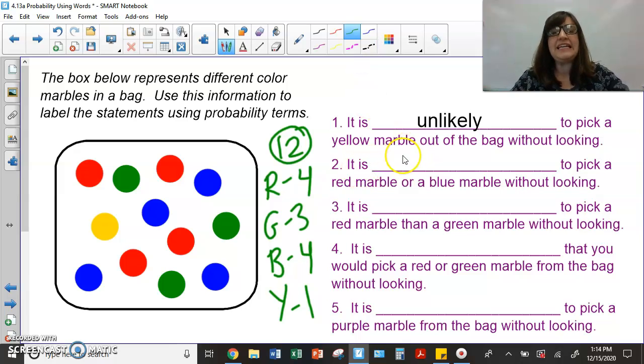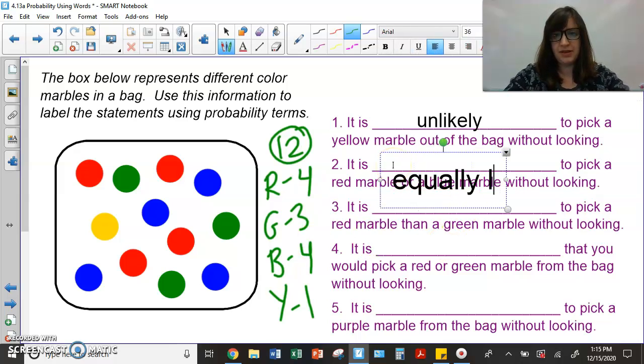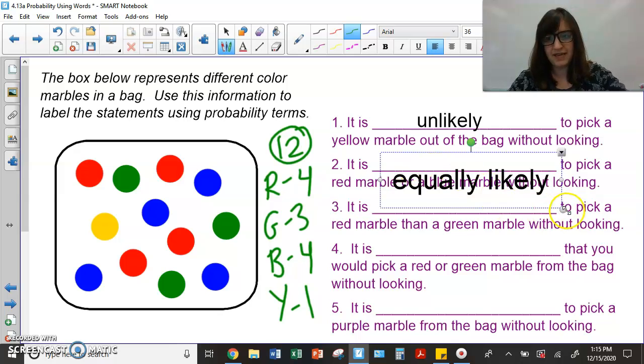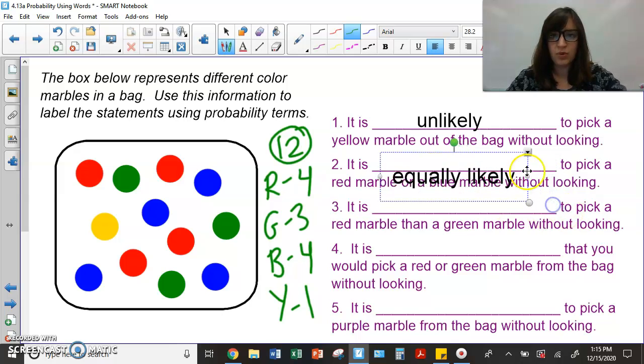Okay? It is blank to pick a red marble or a blue marble without looking. So if I'm just taking the red or the blue, okay, I'm not talking about the other ones. Is there more of a chance I pick red or more of a chance I pick blue? Well, I have four red and I have four blue. There's an even amount of both. So that means that there is an equally likely chance of picking red or blue.